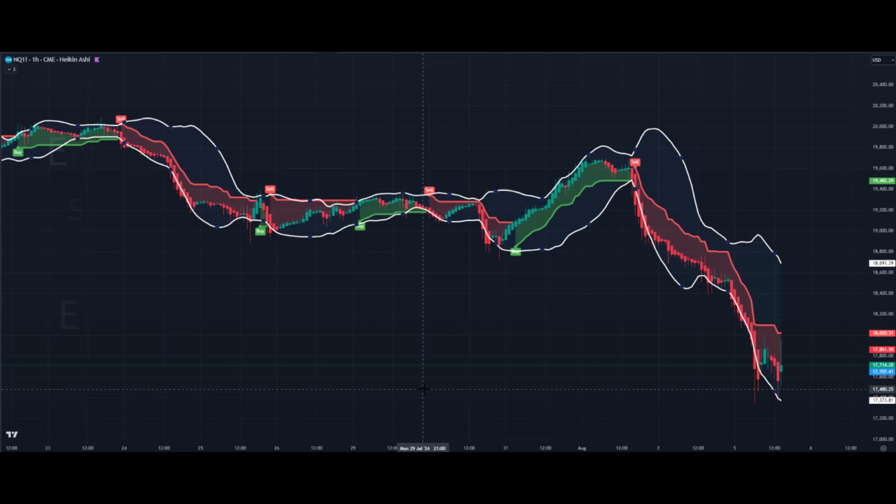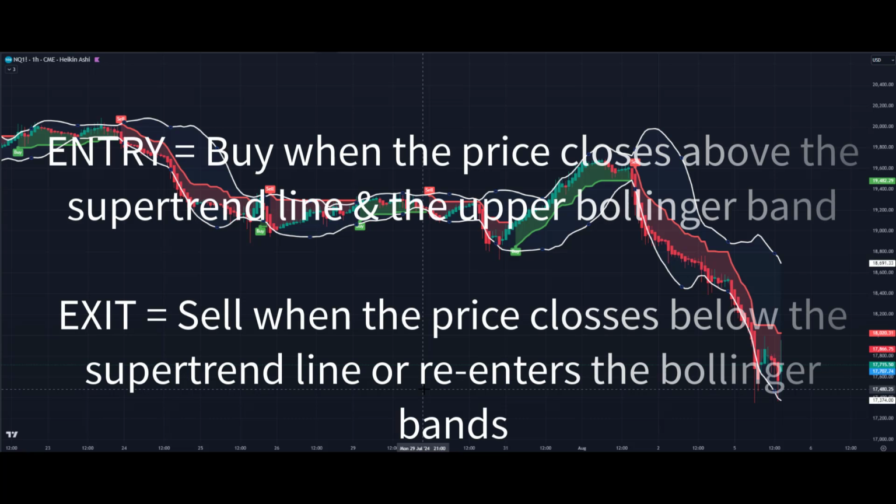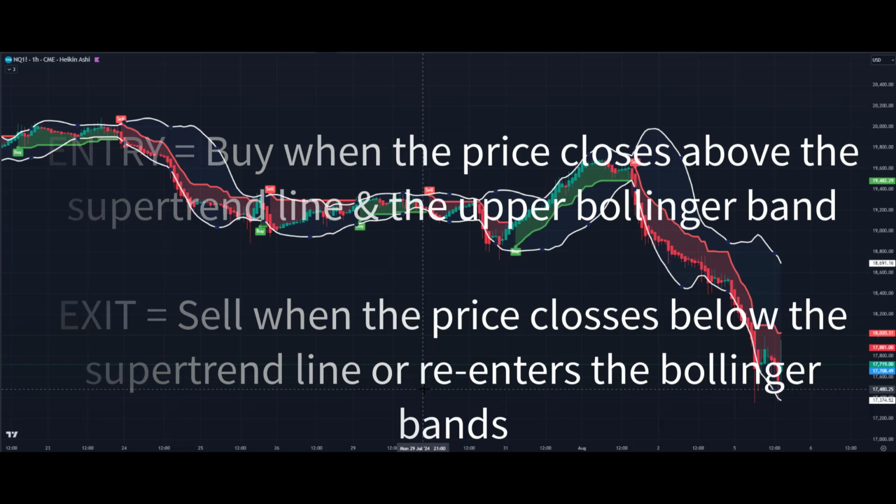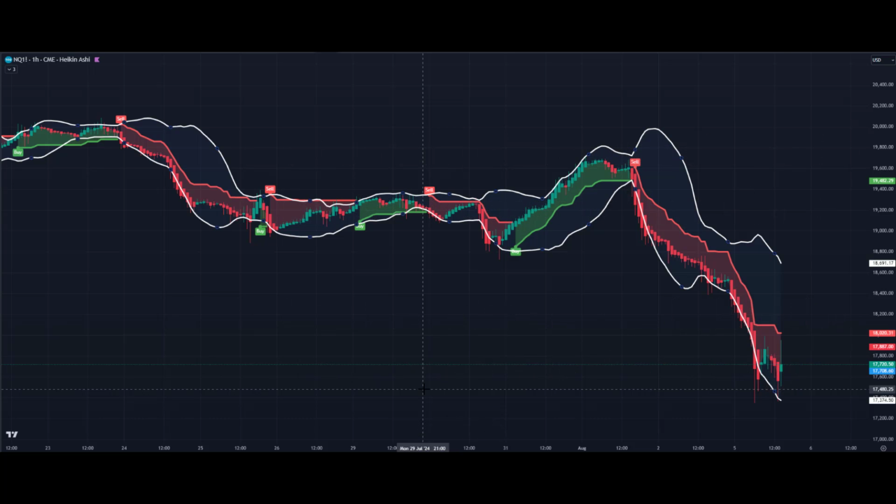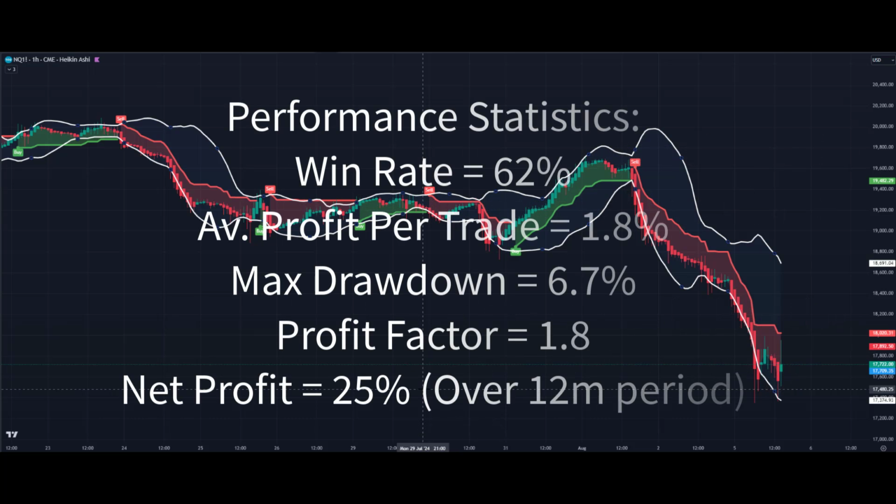How do we get in? We buy when the price closes above the Supertrend line and the upper Bollinger Band, and we exit, we sell, when the price closes below the Supertrend line or re-enters the Bollinger Bands. Now this one had a win rate of about 62%, average profit per trade 1.8%, max drawdown 6.7%, profit factor 1.8. Net profit 25% over a 12-month period.